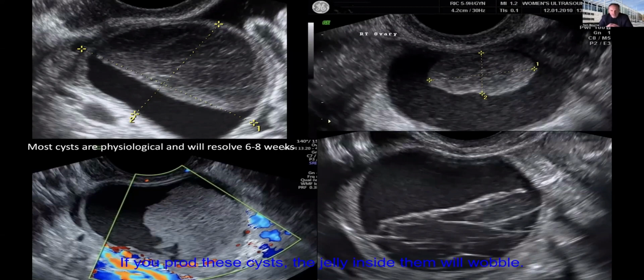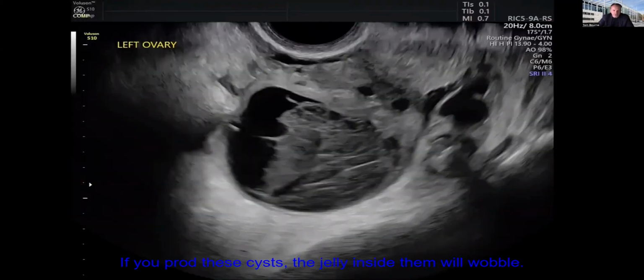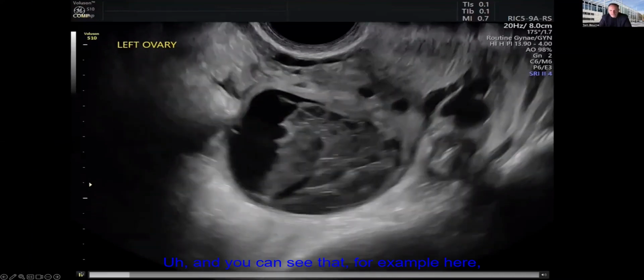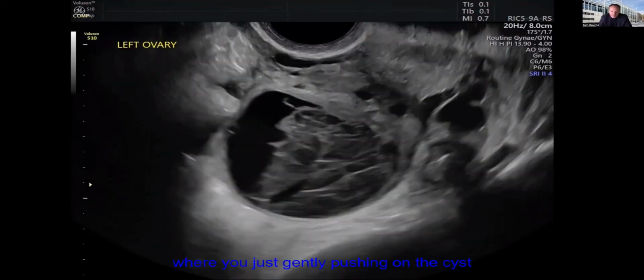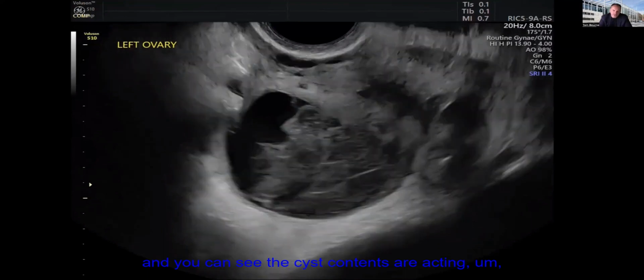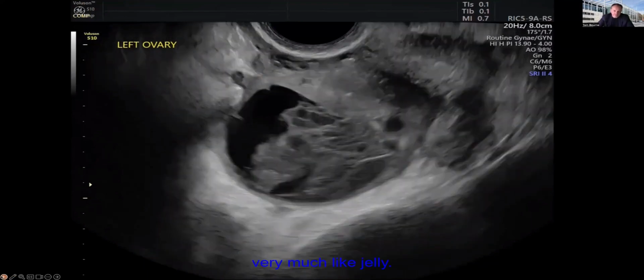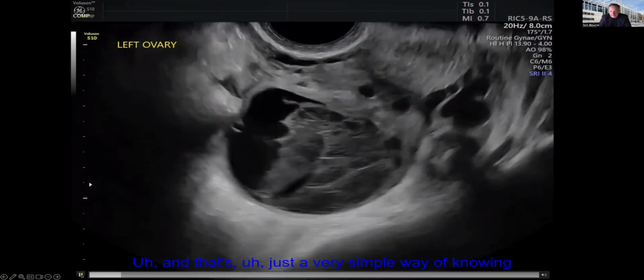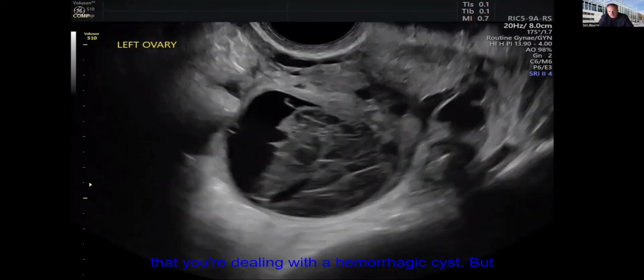If you prod these cysts, the jelly inside them will wobble. And you can see that, for example, here, where you're just gently pushing on the cyst, and you can see the cyst contents are acting very much like jelly. And that's just a very simple way of knowing that you're dealing with a hemorrhagic cyst.